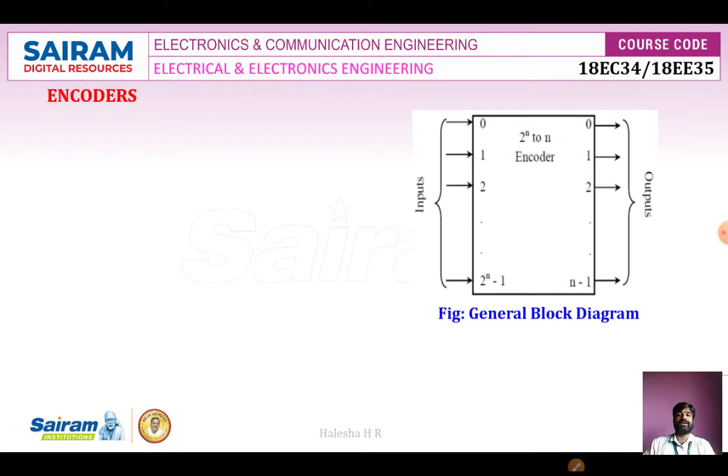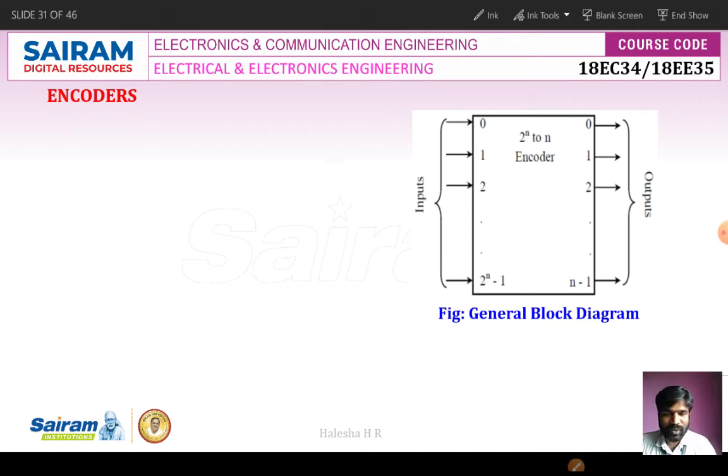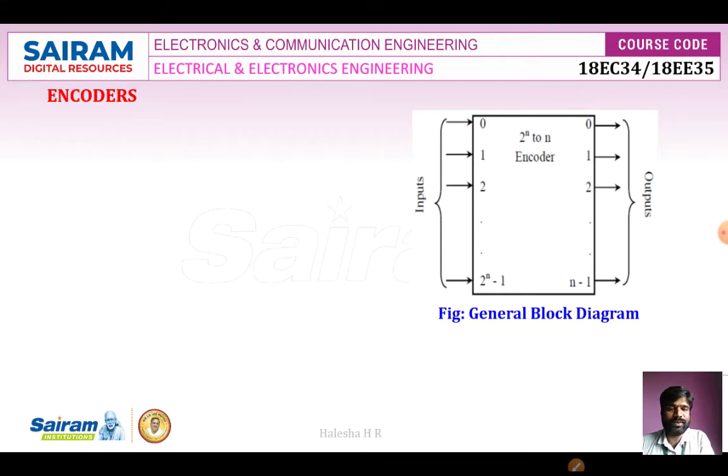Decoder means we say n to 2 to the power n decoder, but here we say 2 to the power n to n. So inputs are more than outputs. Here inputs are 0 to 2 to the power n minus 1, outputs are 0 to n minus 1. It also provides code conversion.